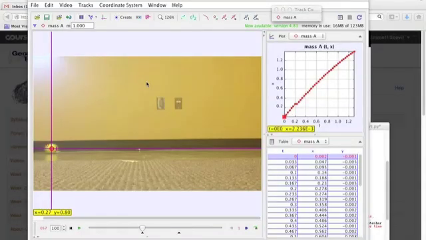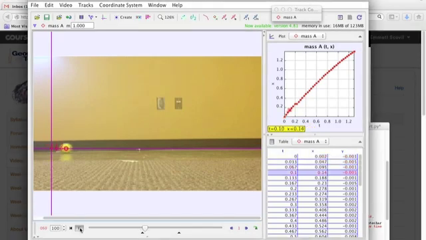Then next I moved the video into Tracker and, following the instructions from the PowerPoint, marked each point and created an axis. I went frame by frame, trying to click in the center of the mass of the ball, and took about 30 frames worth of data.